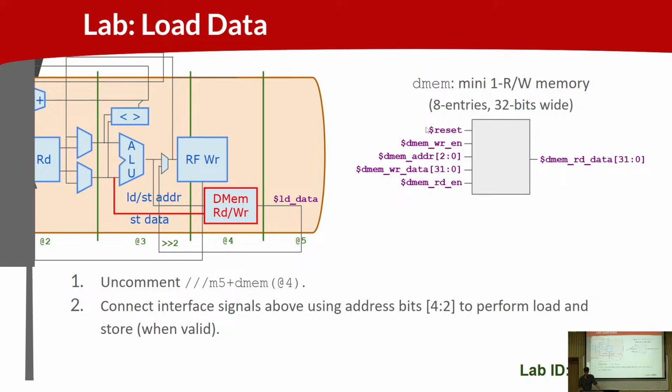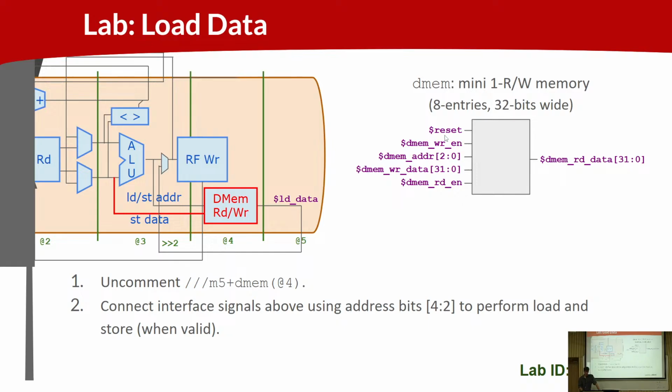So let's look at this. The memory, it's a small toy memory. It's just 8 entries. And of course, they're 32 bits wide. We're implementing a word memory, supporting only the word loads and word stores.